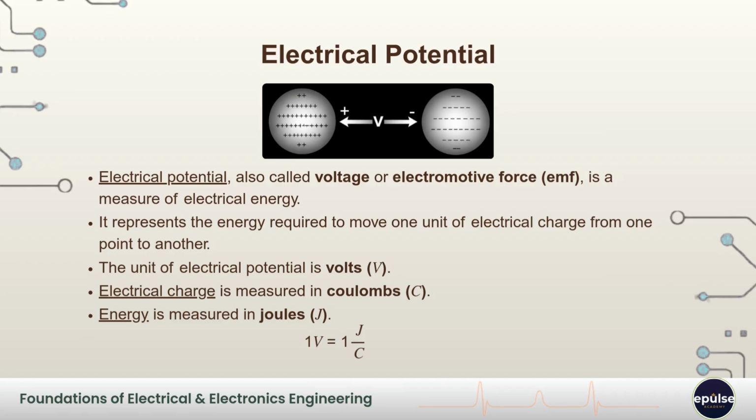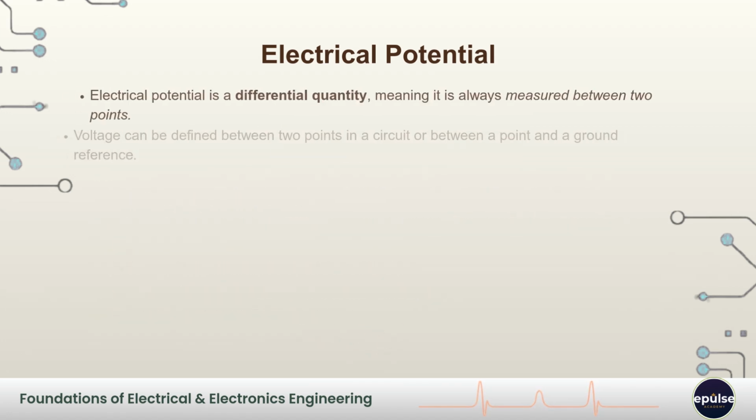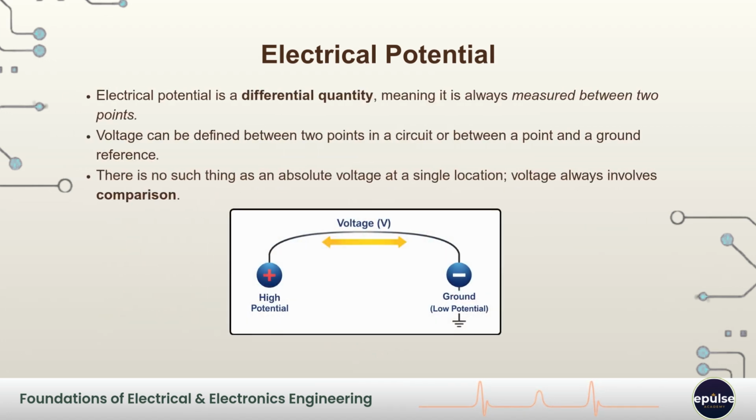That means if it takes 1 joule of energy to move 1 coulomb of charge, the potential difference is 1 volt. Therefore, voltage is essentially energy per unit charge. Now, here is a very important point. Voltage is a differential quantity. That means voltage is always measured between 2 points. There is no such thing as absolute voltage at a single point, but voltage always involves comparison.